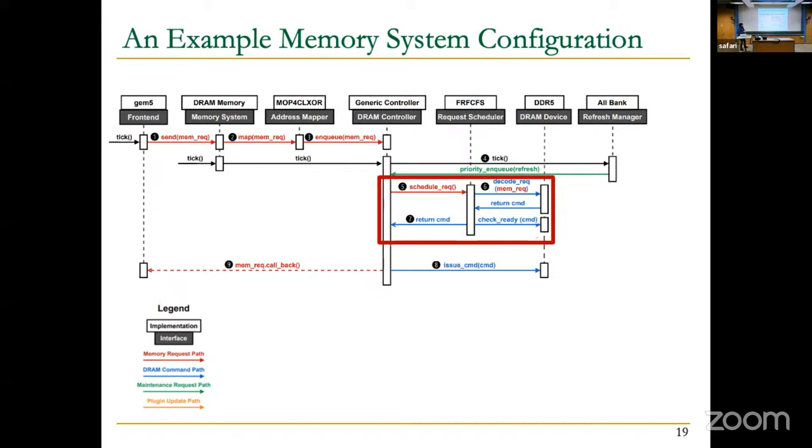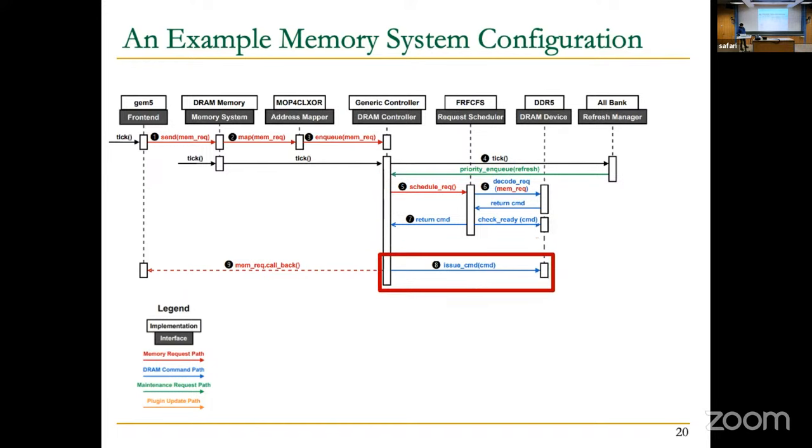Then the memory controller, once it gets the best command from the scheduler, will issue the command, which will update the state and timing information of the DRAM device model. And finally, if there are any completed requests, the memory controller will call the callback of the request, which basically notifies the front end that this request has been served by the memory system, and the front end should proceed with the rest of the responsibility of the memory request. For example, fill the cache and notify upper levels of the cache.